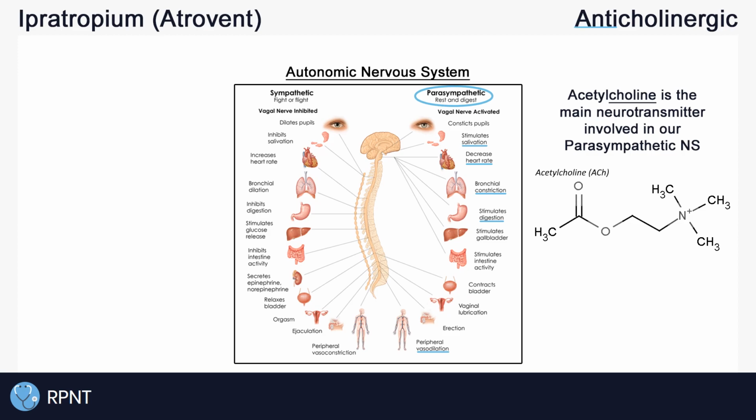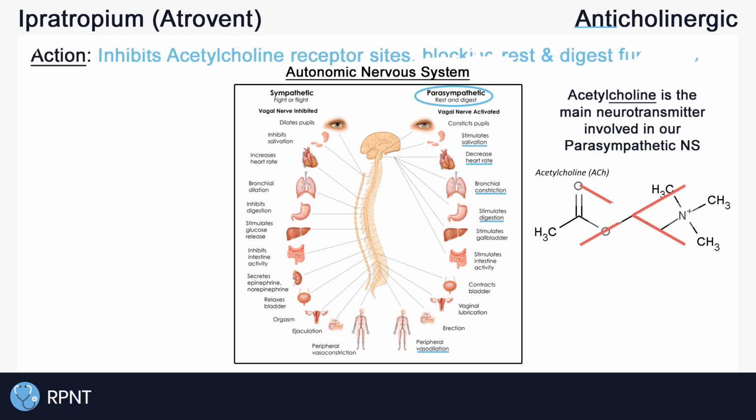Ipratropium is an anticholinergic, which means that it blocks or inhibits acetylcholine binding sites, which causes the opposite of the rest and digest functions. So, ipratropium would cause decreased salivation and digestion, increased heart rate and blood pressure, bronchodilation, and more. You can see that all of these effects are actually the effects you'd expect in the sympathetic nervous system, or the fight or flight nervous system. Again, that's because ipratropium is an anticholinergic, so it does the opposite of rest and digest.